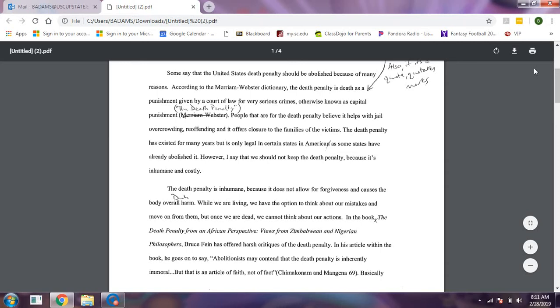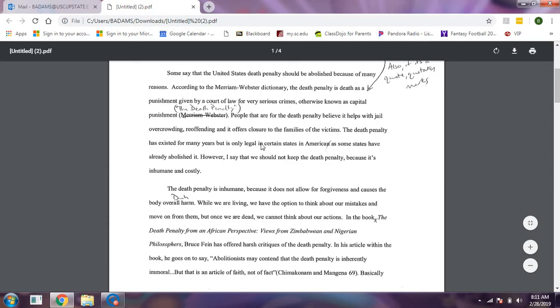"The death penalty has existed for many years, but is only legal in certain states in America, as some states have already abolished it." Look, there's a sloppy error in "American." We know that's not right. You all know that's not right. Catch things like that. Help them out. Reading out loud can help with that.